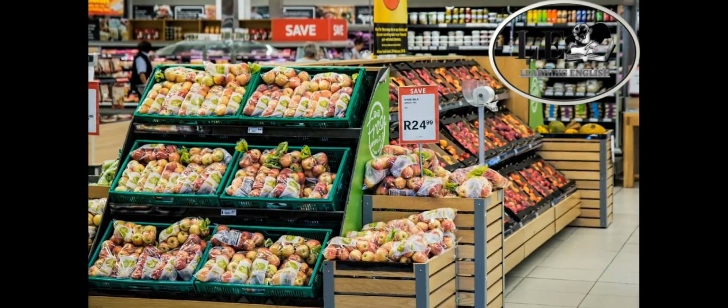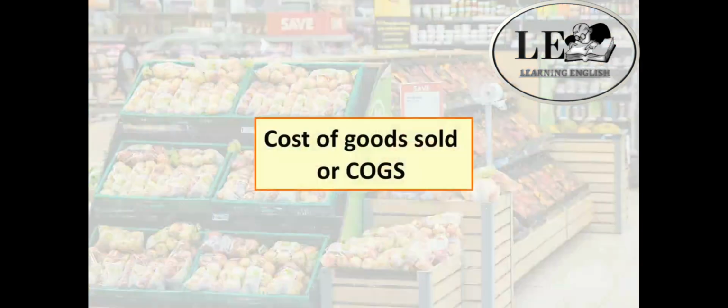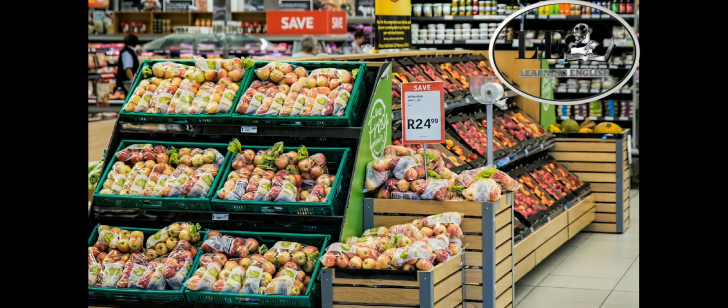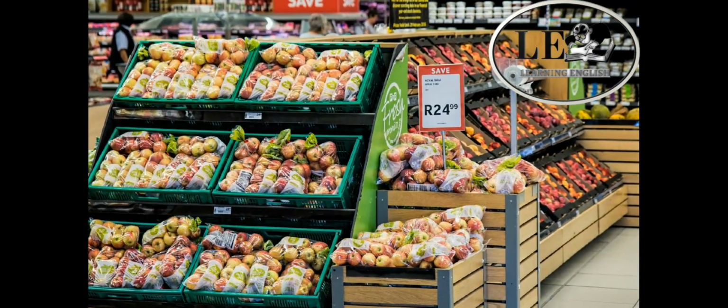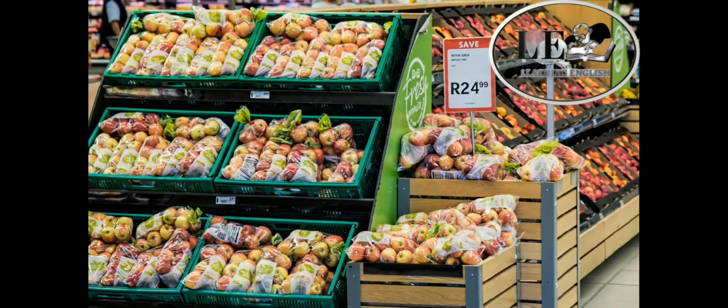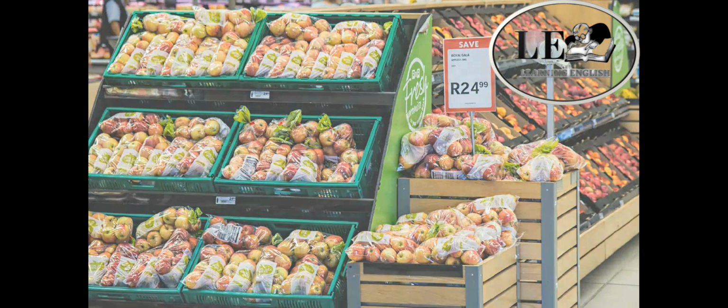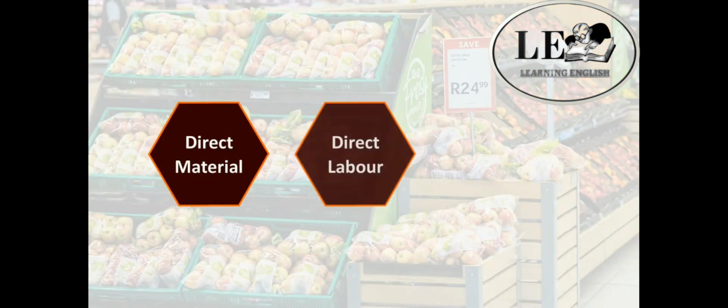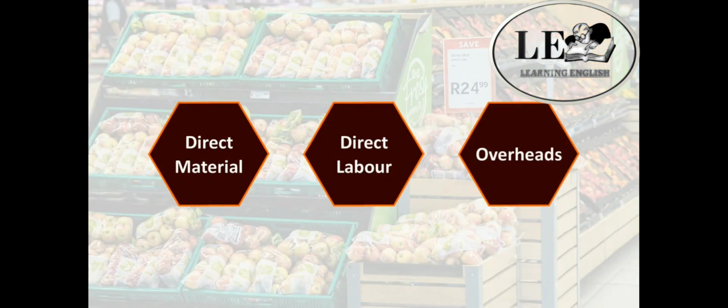Product costs are the key determinants of the cost of goods sold or COGS, which appears on the P&L statement. They represent the cost of items or services used to generate revenues. The 3 main components are direct material, direct labor, and overheads. Let's discuss each of these factors.